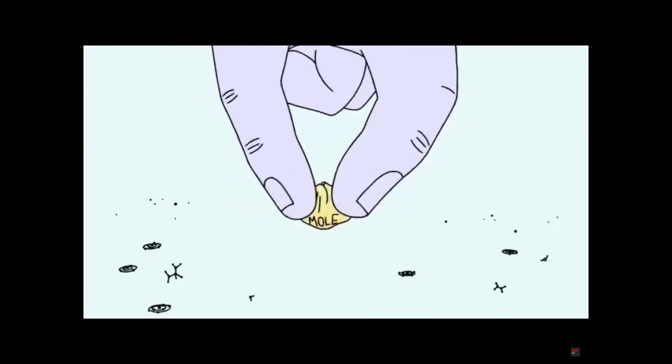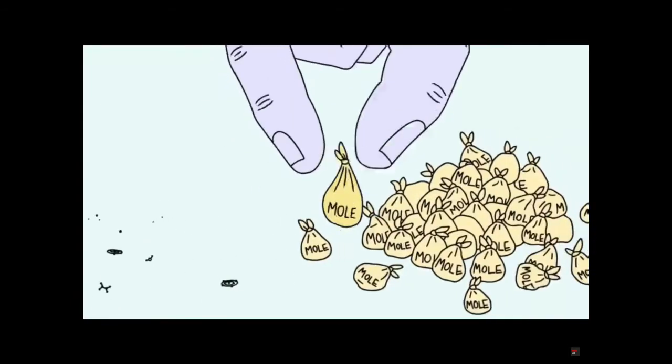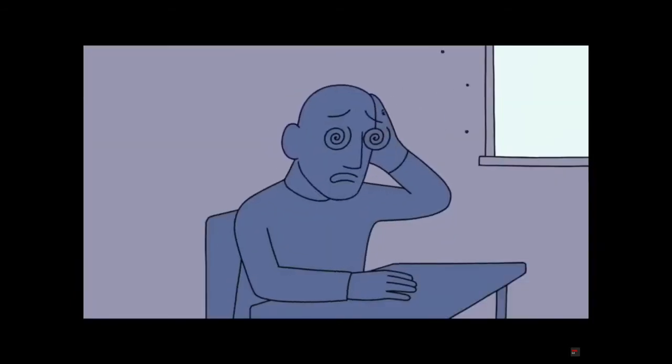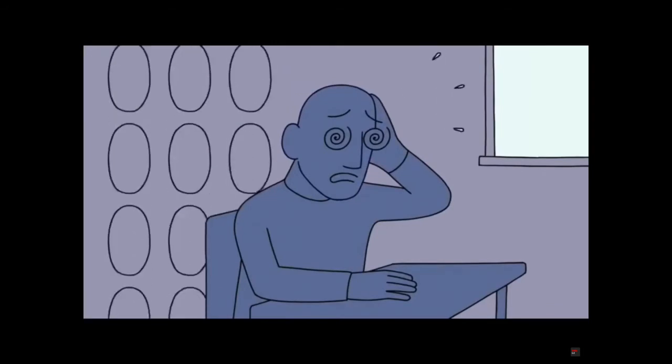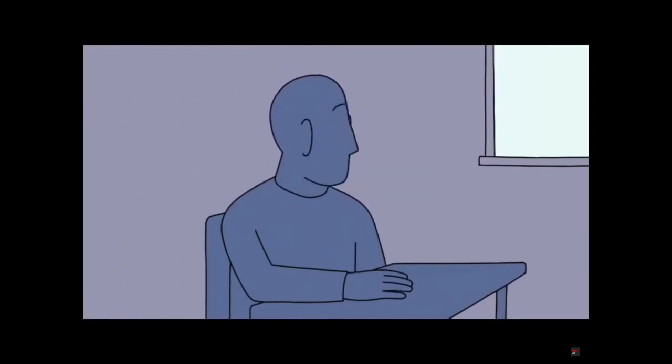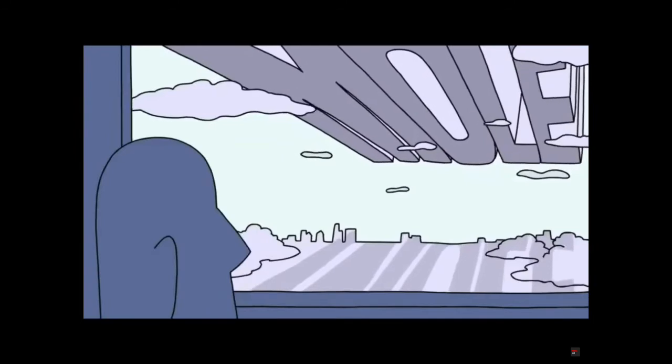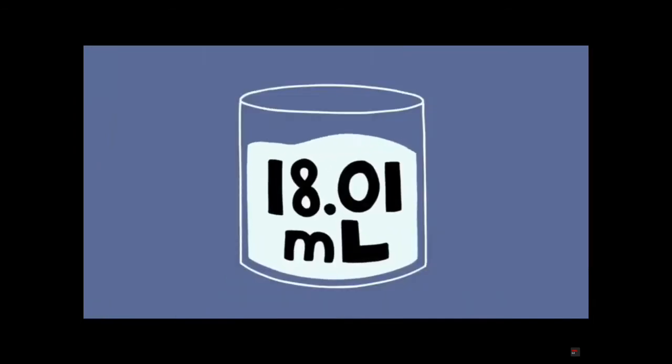Atoms and molecules are so small that chemists have bundled them into groups called moles. Moles are hard for students to understand because they have a hard time picturing the size of a mole, or a 602 sextillion. It's just too big to wrap our brains around. Remember our 18.01 milliliters of water? Well, that's a mole of water. But how much is that? Exactly what does 602 sextillion look like?